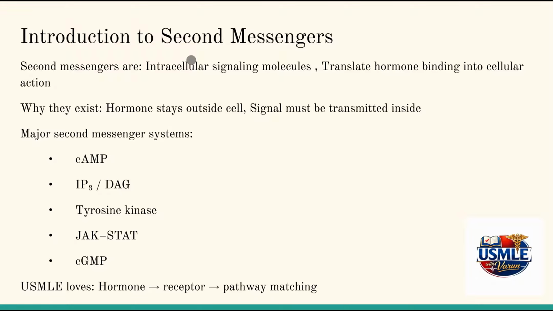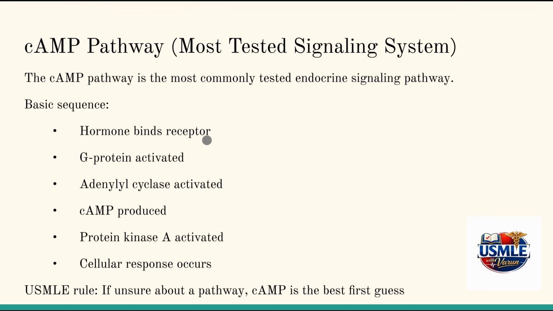The major second messenger systems that are tested include cyclic AMP, IP3 or DAG, tyrosine kinase, JAK-STAT, and cGMP. The pathway is that the hormone goes and attaches to the receptor, most probably a cell surface receptor, and a second messenger pathway initiates a cellular response. The cyclic AMP pathway is the most commonly tested endocrine signaling pathway in the USMLE.